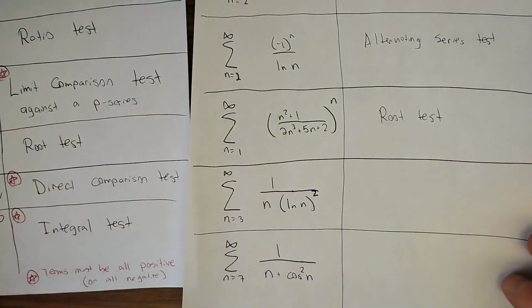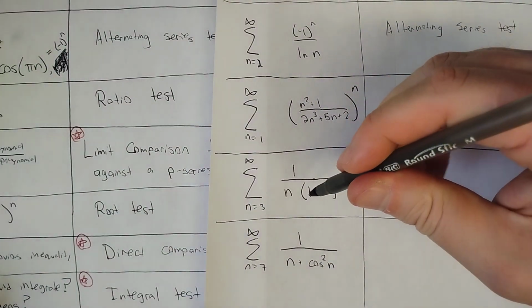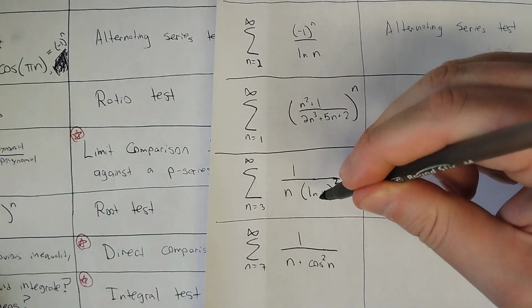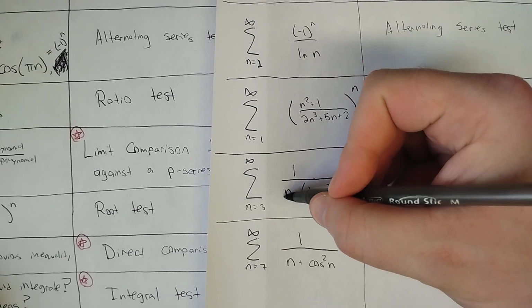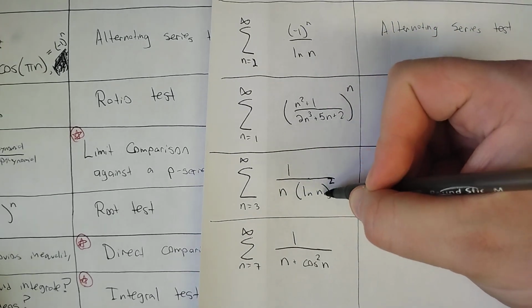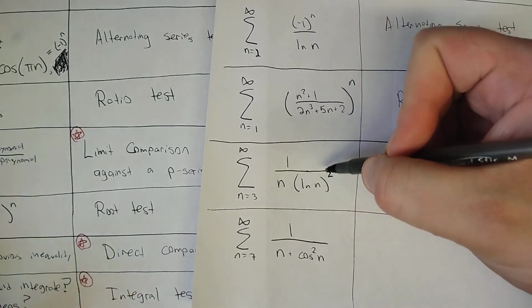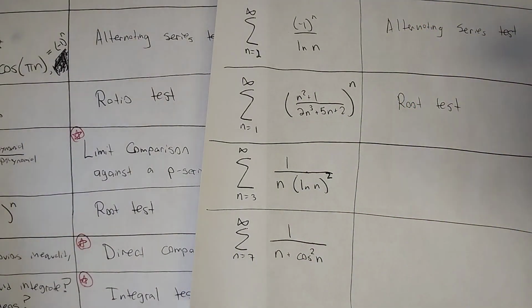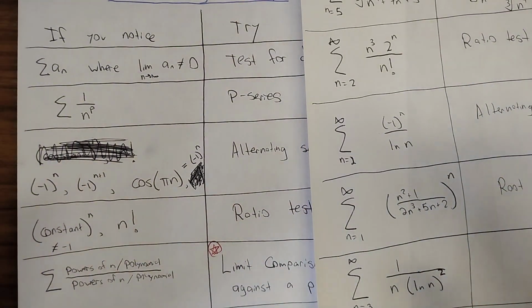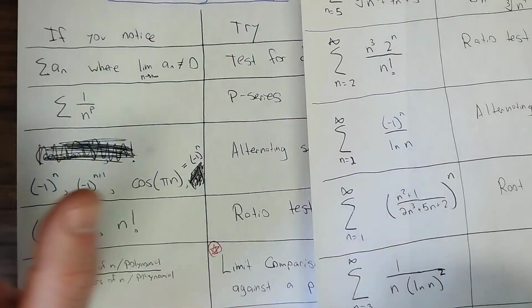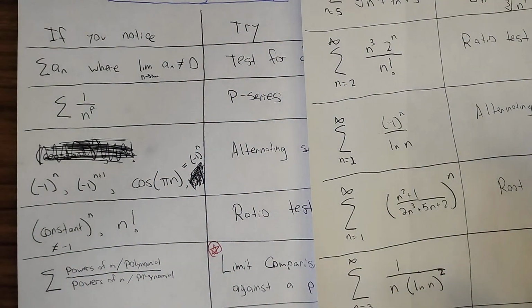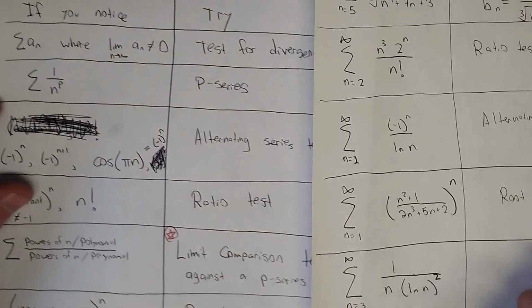What do we have here? Well, the terms do go to zero. As n goes to infinity, this goes to infinity. Natural log also goes to infinity. So as n goes to infinity, I'm getting 1 over infinity, so the terms do go to zero. Let's not waste our time writing anything down for that because it wouldn't let us draw any conclusion. But the terms do go to zero.